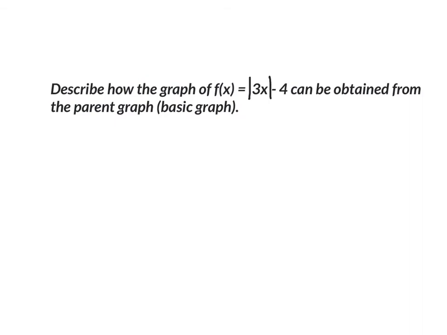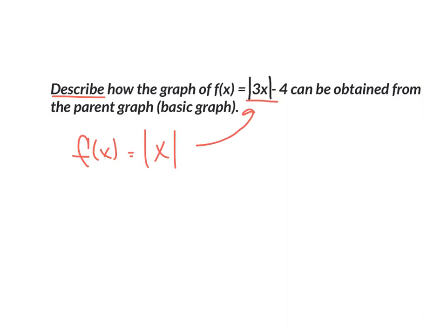Last slide. Part of your homework is just going to say this. Just describe how this graph can be obtained from the parent graph. Well, the parent graph is f of x is just absolute value of x. I don't know why I put a parentheses right there. It should be an absolute value sign. That's the parent graph. So what changes from there to there on the graph? Don't have to graph it, just got to describe it.